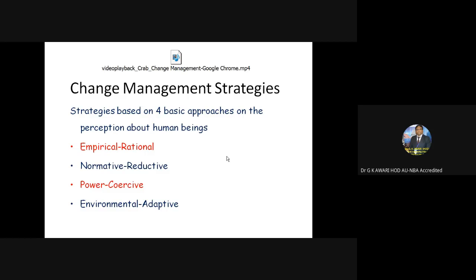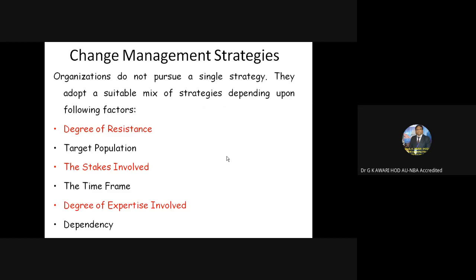So change management strategies are based on four approaches to the perception of human beings: empirical-rational, normative-reductive, power-coercive, and environmental. Organizations do not pursue a single strategy; they adopt a suitable mix of strategies depending upon the following factors: degree of resistance, target population, the stakes involved, the time frame, degree of expertise involved, and the dependency.